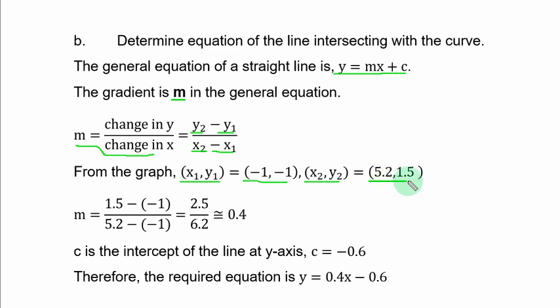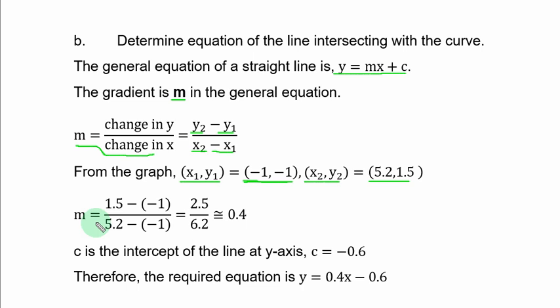5.2 and 1.5. This point here is the first point of intersection of the line and the curve. You trace it to x-axis and y-axis. The second point here is the second point of intersection of the line and the curve. You mark that point, you trace to x-axis, and you trace to y-axis, and you have 5.2 for x and 1.5 for y.